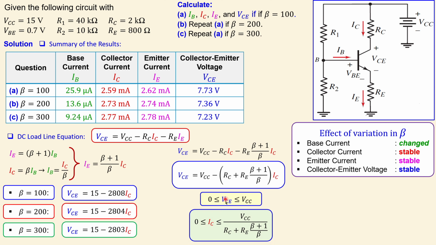Okay. The VCE is, by the way, between 0 and the VCC. That is the limit, those two. And we also have an IC which starts at 0, goes to the maximum value here. That is given or found from the load line equation.